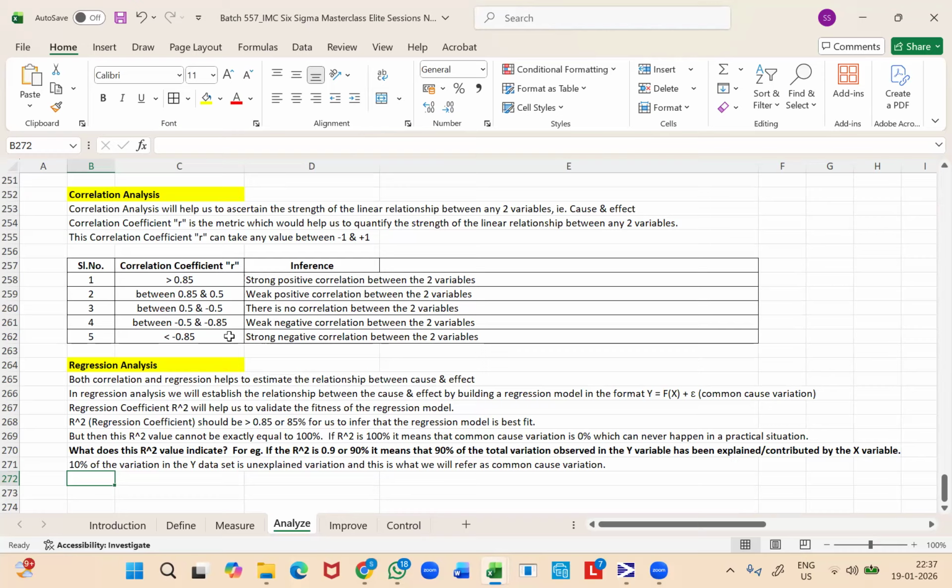So what does this R square value actually indicate? If I say that R square is 0.9 or 90%, it means that 90% of the total variation observed in the Y data set has been explained or contributed by the X variable. So the balance 10% of the variation in the Y data set is what we would refer to as unexplained variation. And this unexplained variation is what we would call common cause variation, right? This is exactly what we would try to reduce as part of the Six Sigma initiative.